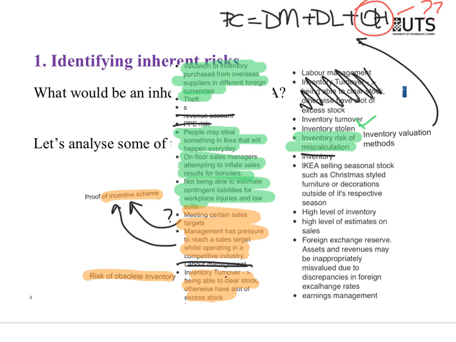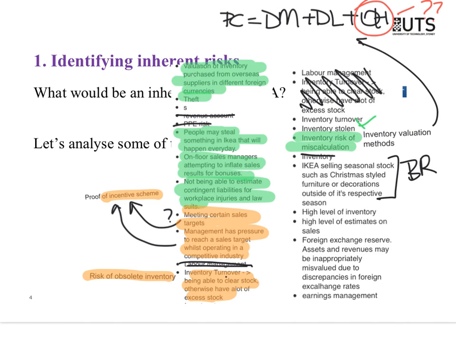IKEA selling seasonal stock such as Christmas-styled furniture or decorations outside of their respective seasons. Now, I would probably class that one as a business risk, all right? If you don't sell all your Christmas stock, then it has to be either stored somewhere or you have to throw it away. They'll probably store it. I can't imagine they're going to throw away a whole lot of inventory they could sell next year. But that's not necessarily going to increase the risk that Christmas stock is going to be incorrectly valued. All right, reindeer napkin holders are going to sell this year as much as they're going to sell next year and the year after, because we're always after the same sort of themed stuff. So I would say that that one there is definitely way more of a business risk.